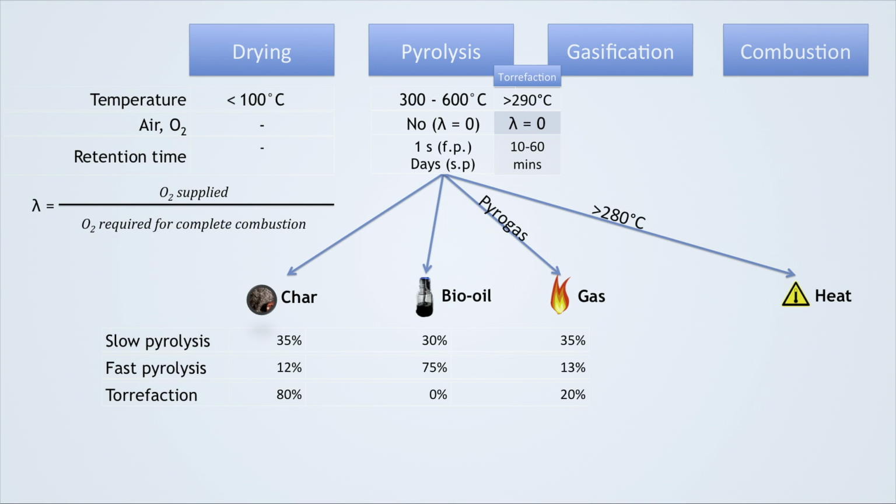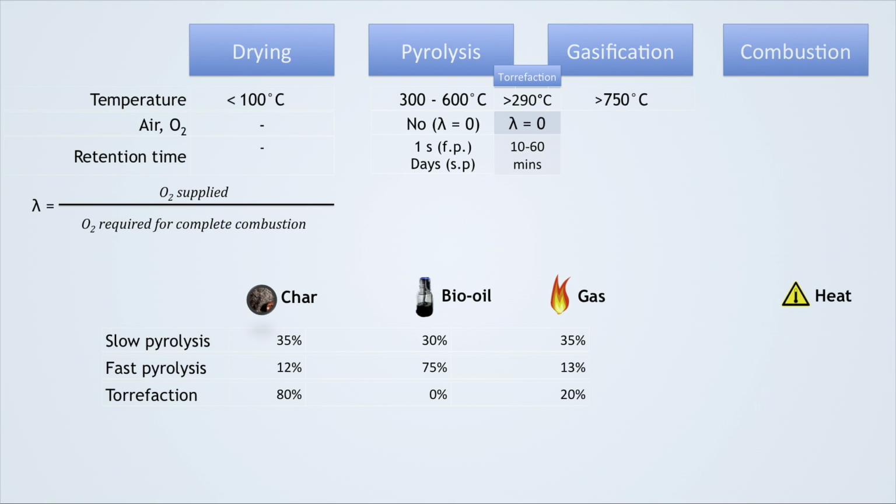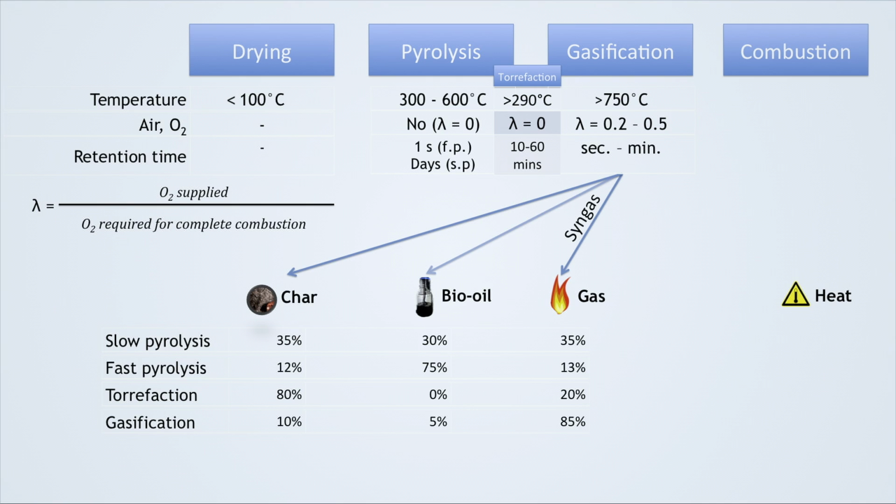This thermal conversion of organic material takes place at elevated temperatures, above 750 degrees Celsius, with a partial supply of oxygen, lambda ranging between 0.2 and 0.5. Retention times are short, ranging between seconds and minutes. In this process, 85% of the input material is then converted into a mixture of permanent gases: carbon monoxide, carbon dioxide, methane, and hydrogen, also called syngas or producer gas. Char would represent only 10% of the output, whereas liquids would only be 5%, consisting mainly of water and condensables as minor products.